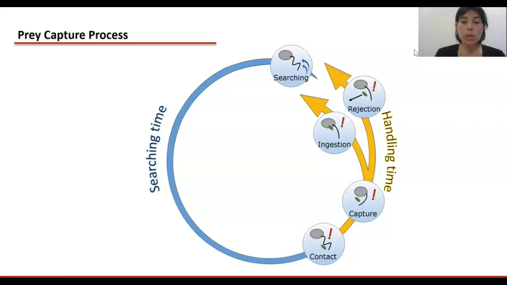The prey capture process in flagellates can be divided into a number of steps. First of all, the searching time is when the flagellate is creating this feeding current and waiting for a prey contact. Upon prey contact, the flagellate can change its flagellum beating behavior to be able to capture the prey and either ingest it or reject it. Once it has ingested or rejected the prey, it returns to its searching mode.